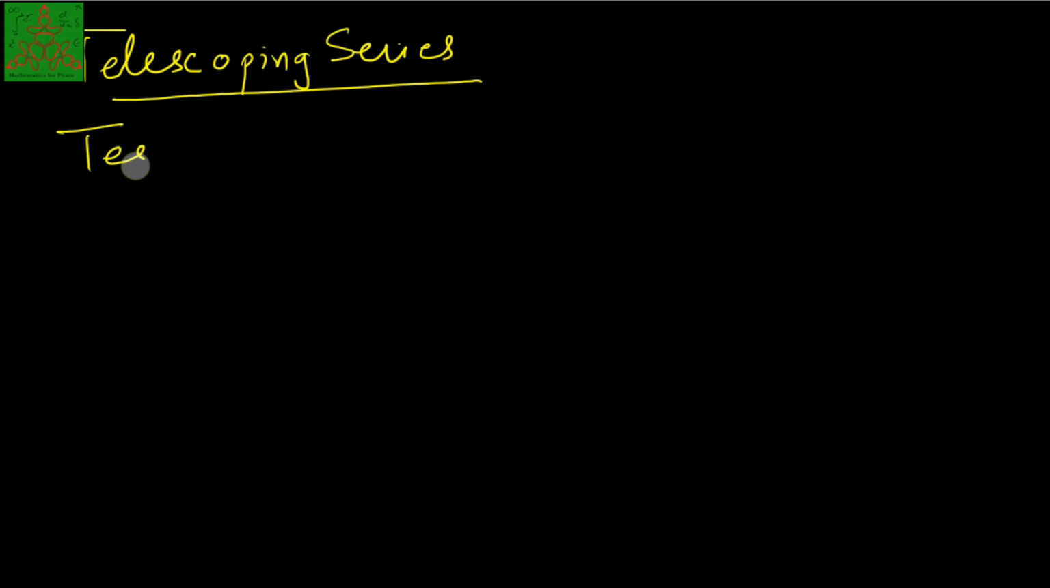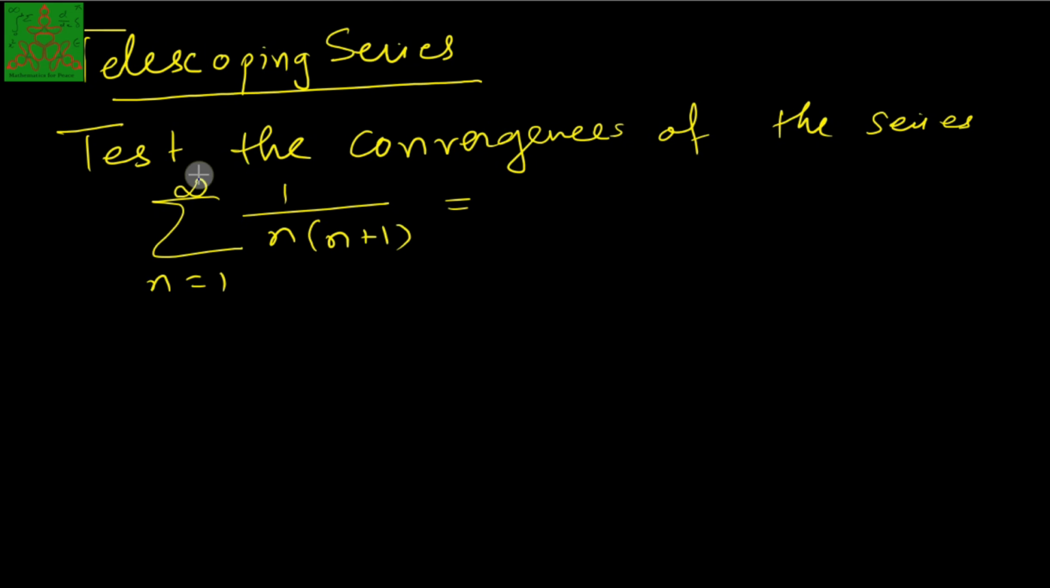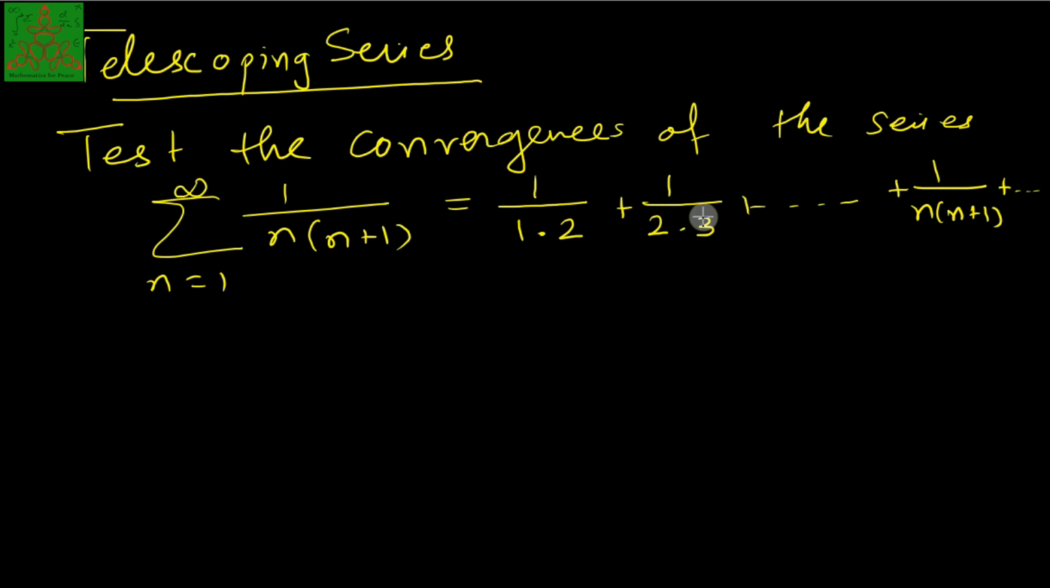Test the convergence of the series summation n running from 1 to infinity of 1 upon n into n plus 1. It is a similar kind of example as we have discussed in the previous one, that is 1 upon 1 into 2 plus 1 upon 2 into 3 and so on. This is 1 upon n into n plus 1, and this sum goes to infinity. So I will suggest that you solve this example by yourself.